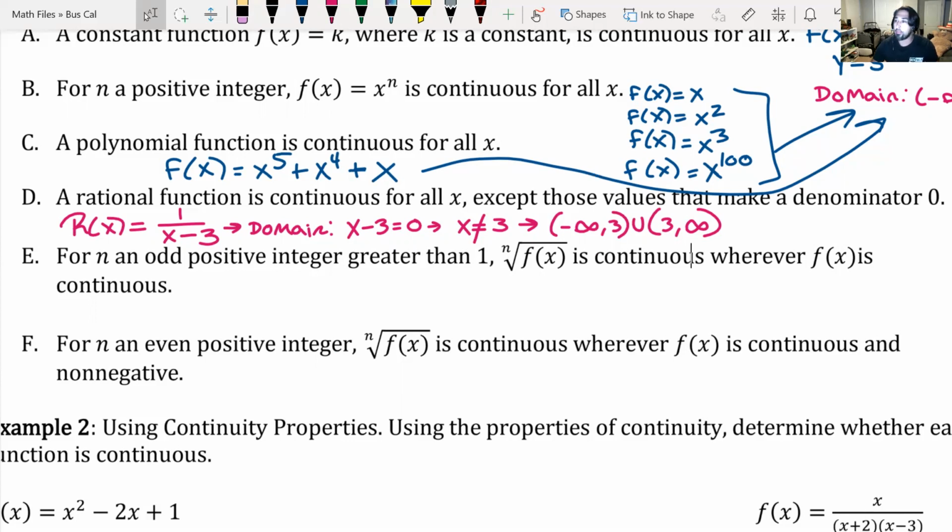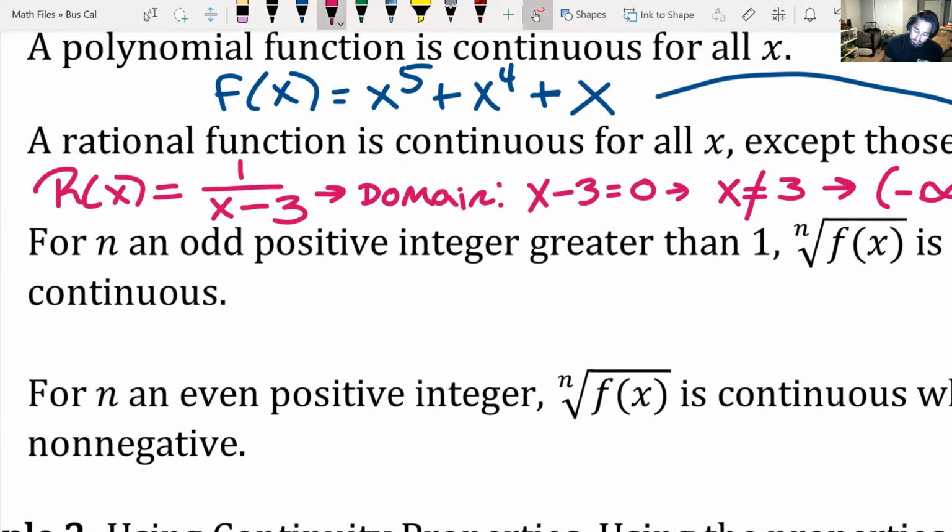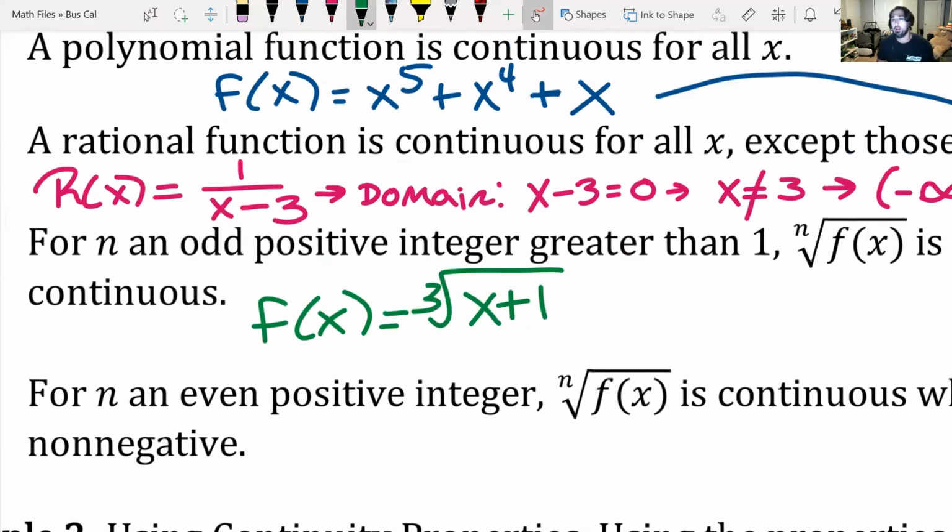E. For n an odd positive integer greater than 1, the nth odd root of f of x is continuous wherever the function inside is continuous. So when we say odd positive integer, we're talking about odd roots. So let's make up another function. Let's say f of x equaled the cube root of x plus 1.